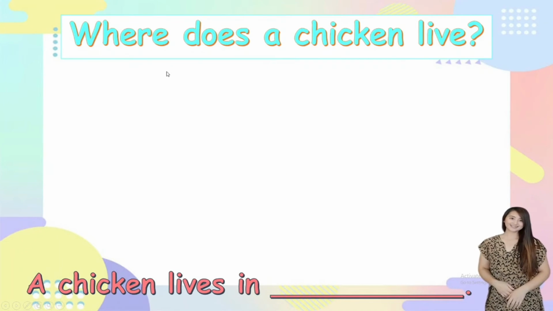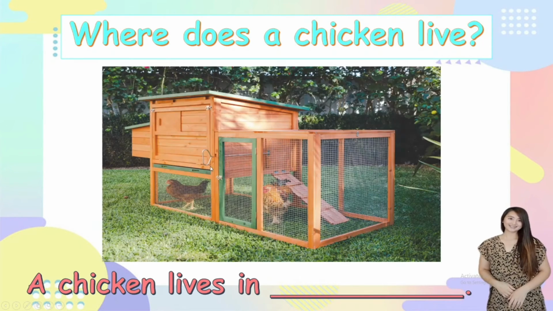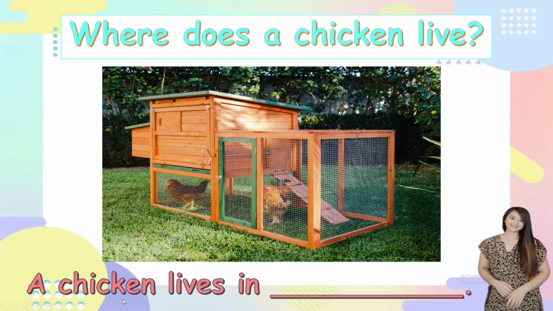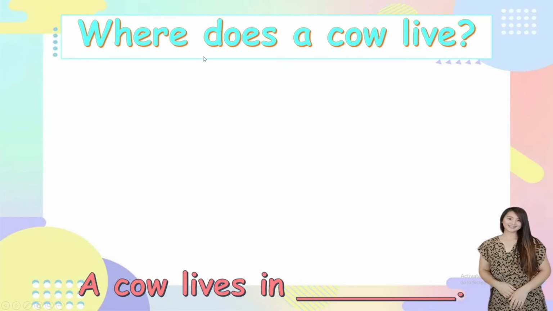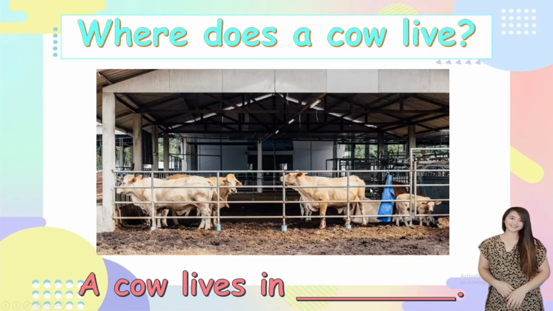We also have this one. Where does a chicken live? The answer is a chicken lives in a chicken coop. This is a chicken coop. Next, where does a cow live? This one. What do you call this? Answer, a cow lives in a cow shed. Cow shed.